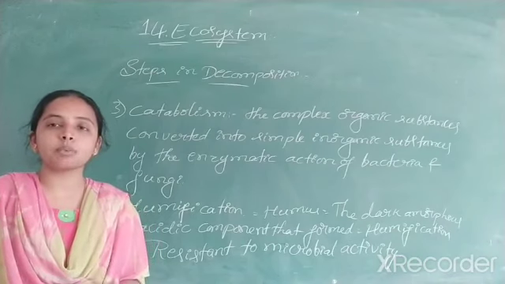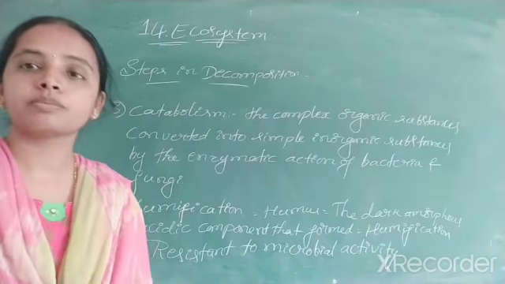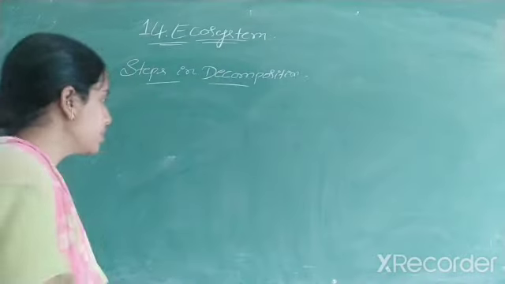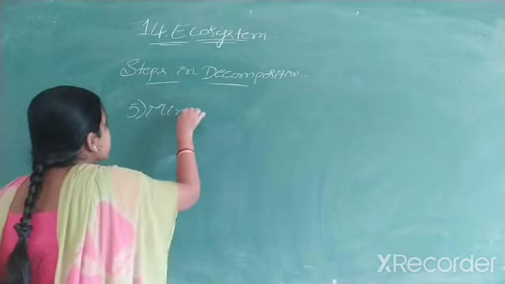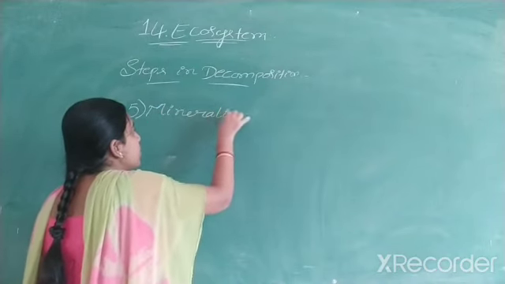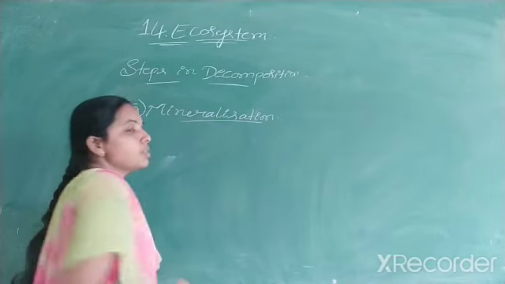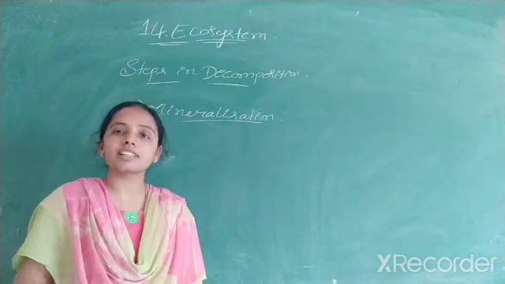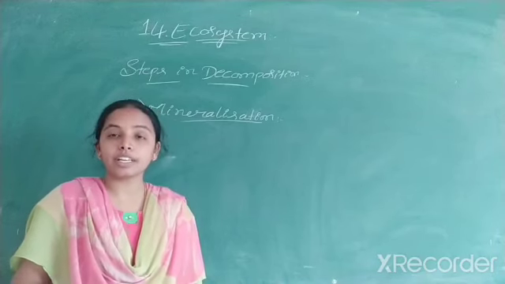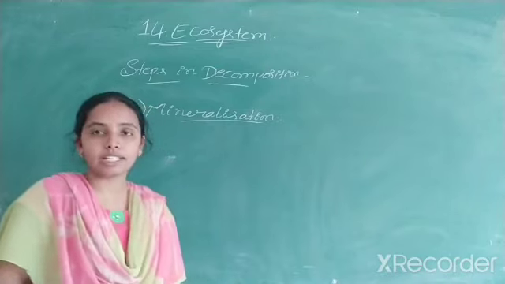It further decomposes after a certain time. The last step is mineralization, where by the action of some microbes, the humus is further degraded to form mineral elements. So these are the mineral elements, soil elements.